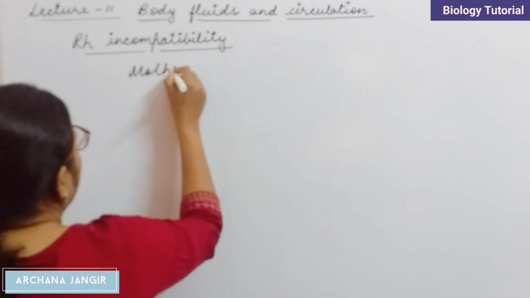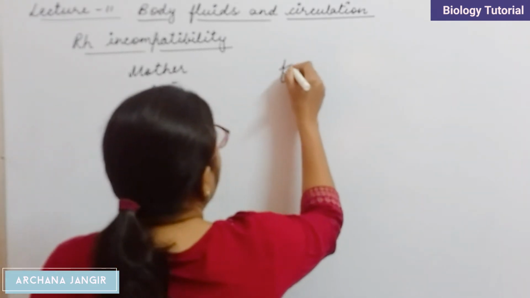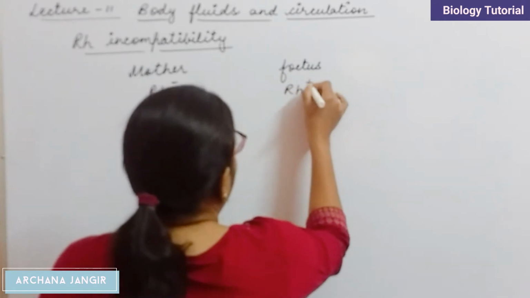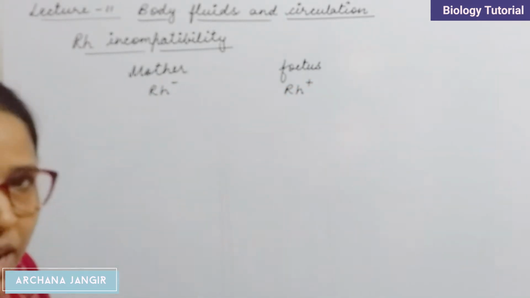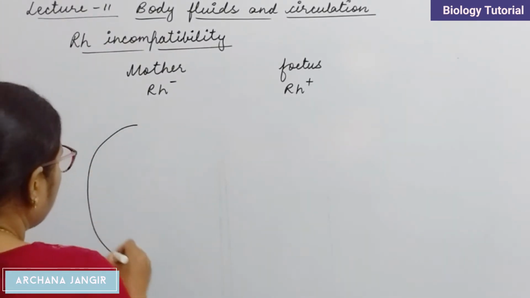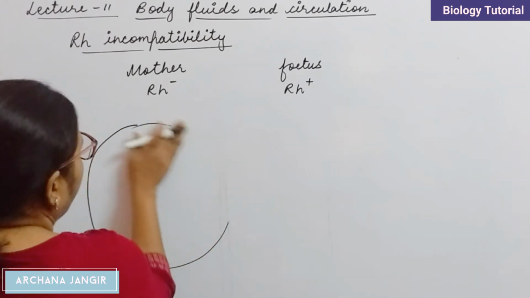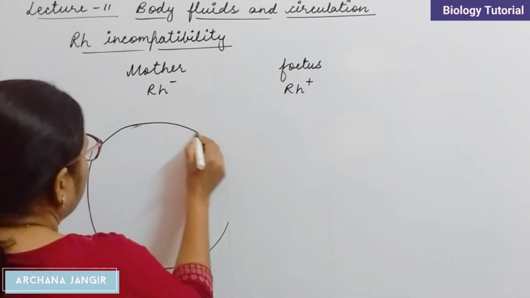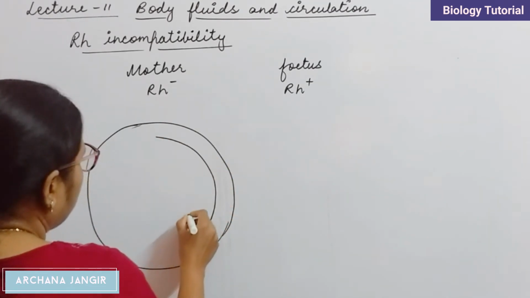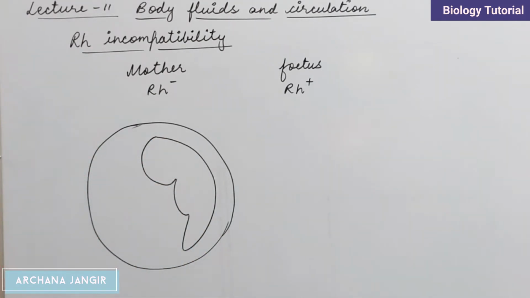So here the mother is Rh negative and the fetus which is developing in her body is Rh positive. Now what will happen? I will explain it with the help of a diagram. Suppose this is the mother's body. Clear? So this is the body of a mother and it is bearing a fetus. This is the fetus with Rh positive blood.